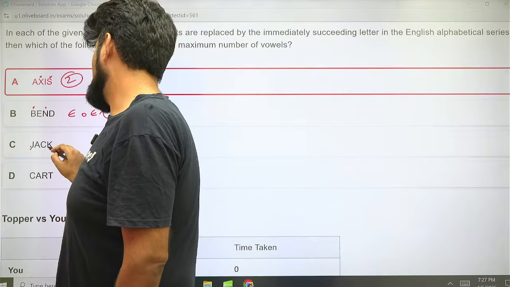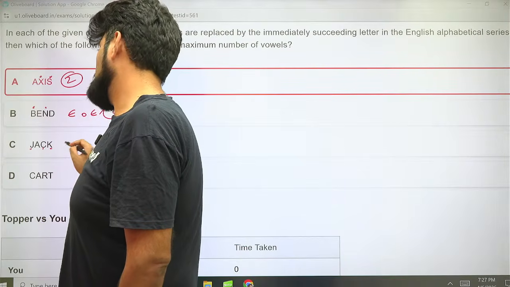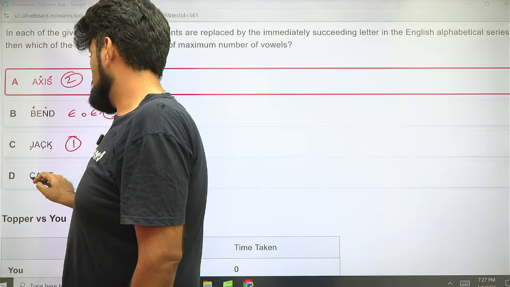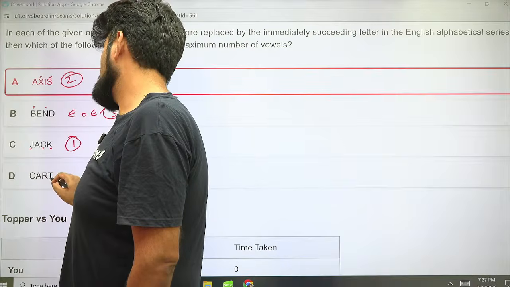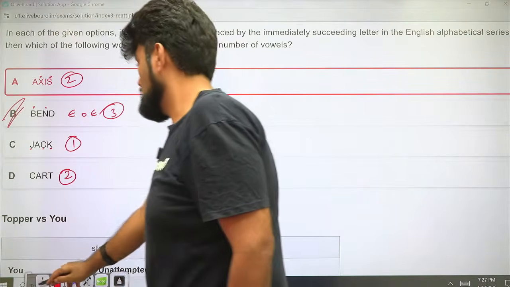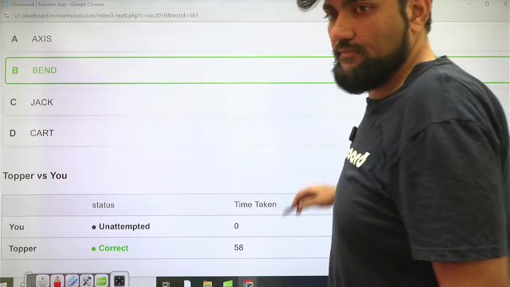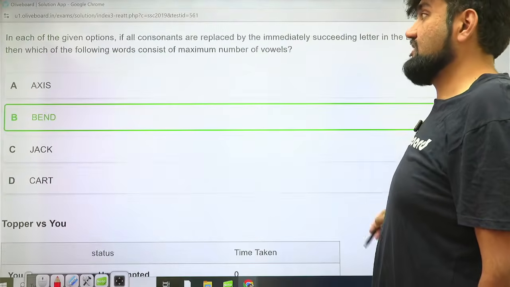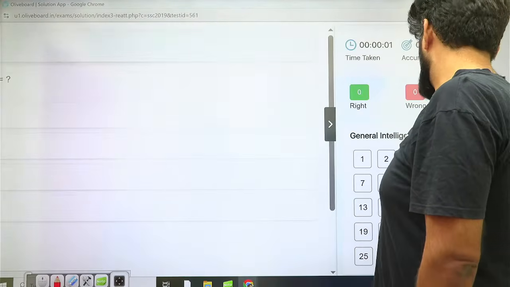And this is J, K and C, D and K, L. So this is 1 only. And this is C, D, R, S, T, U. So this is 2. So obviously option B is the correct answer. See, good question. Confusing. It can create confusion despite being very easy. 58 seconds. Okay. I agree with the person.